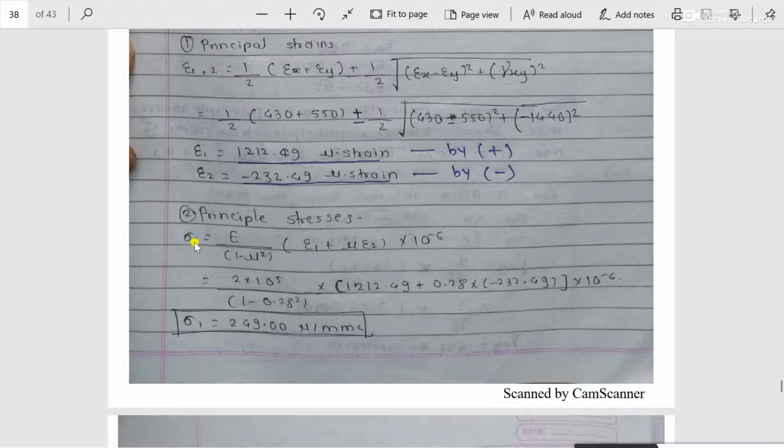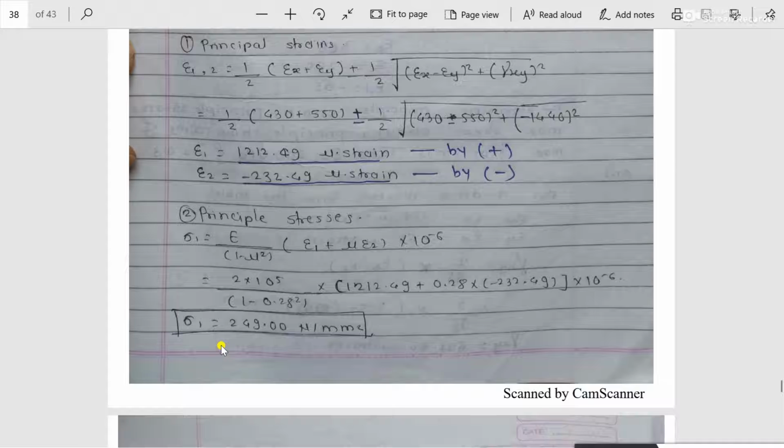To calculate sigma 1, put the value of E, which is given as 2 into 10 raised to 5, then 1 minus mu square, that is 1 minus 0.28 square, multiplied by, in bracket, the value of epsilon 1 which we have already calculated, taken as it is. This plus sign is as it is, then multiply by mu, 0.28, then epsilon 2, which we have already calculated as a negative value, taken as it is in this equation, and finally multiply by 10 raised to minus 6.